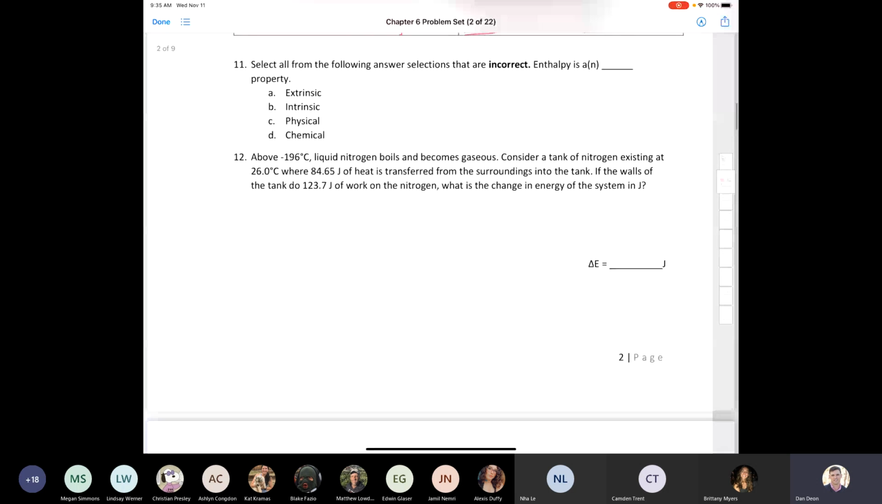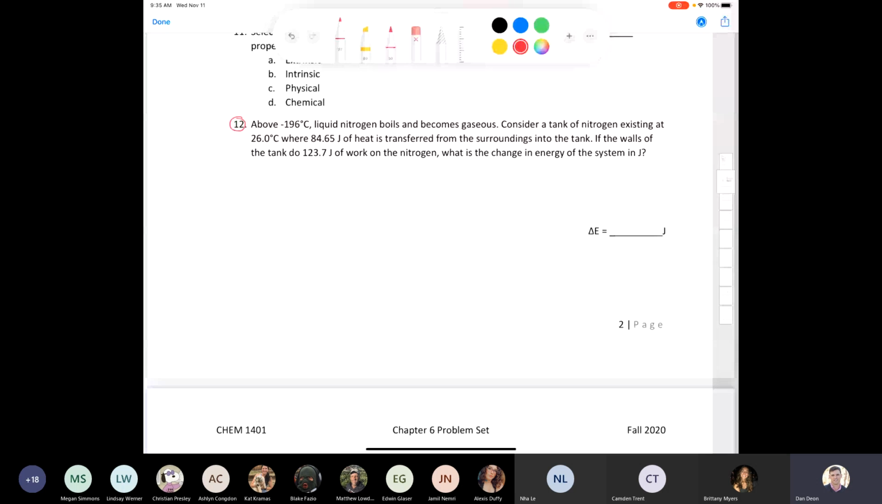It says here that above minus 196 degrees Celsius, liquid nitrogen boils and becomes gaseous, right? It gets converted to gaseous nitrogen. Consider a tank of nitrogen existing at 26 degrees Celsius. So that means that all of the nitrogen will be in the gaseous phase, right? None of it will be liquid because in order for it to be a liquid, it would have to be below 196. Now, this is where it gets important. It says where 84.65 joules of heat are transferred from the surroundings to the tank. If the walls of the tank do 27 joules of work on the nitrogen, what is the change in energy?